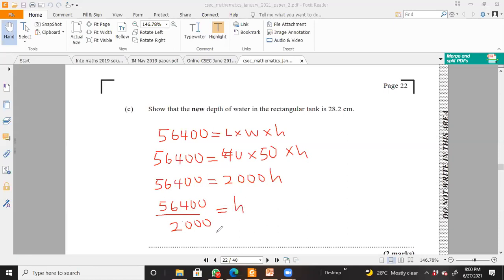What do you get for h now? 28.2. The same, so we get the same thing. Okay. So remember what they said. They say we should show that the height is what? 28 point what? It's the same thing with this.